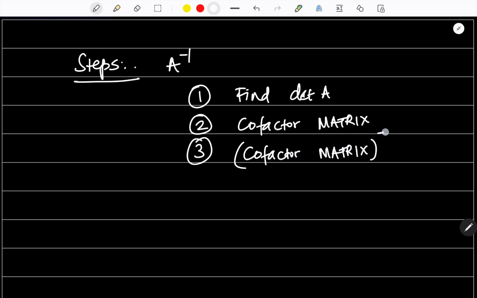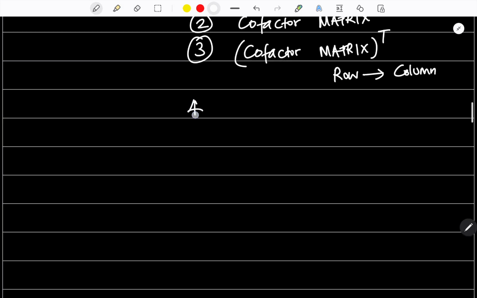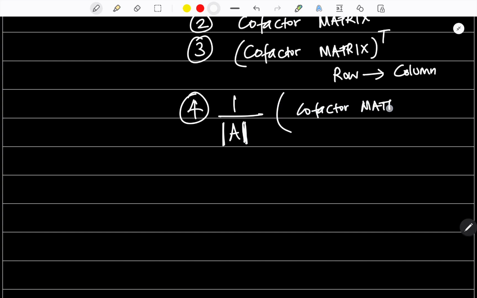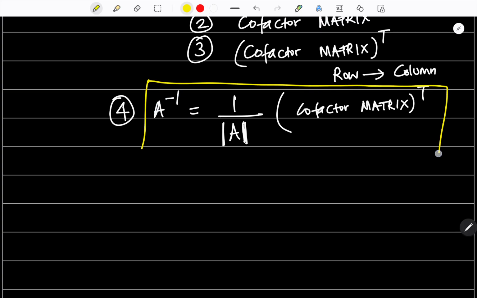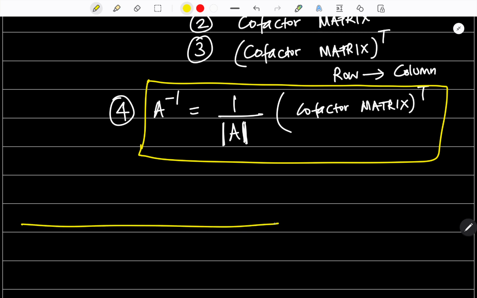Then the third thing is we are going to find the cofactor matrix transpose. What do you mean by transpose? Writing row to column. Row changes to column, right? Then after that, step number 4 is 1 by determinant of A, and then cofactor matrix transpose will give you what? A inverse. So this is what we are going to do for a 3 by 3 matrix. So this finishes how to find the inverse of a 3 by 3 matrix.